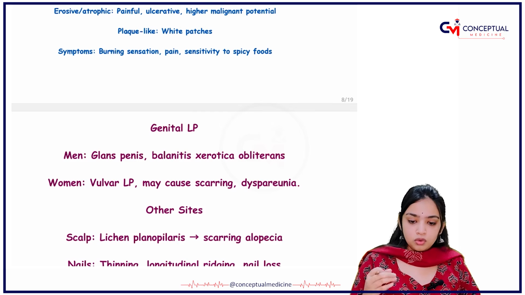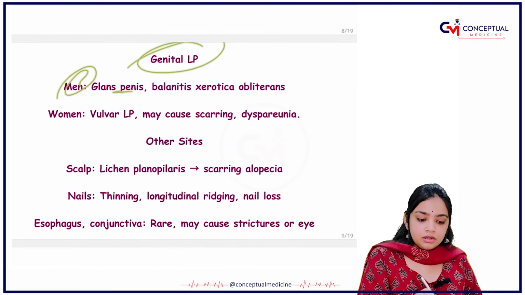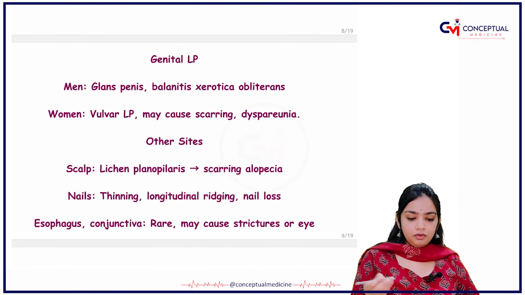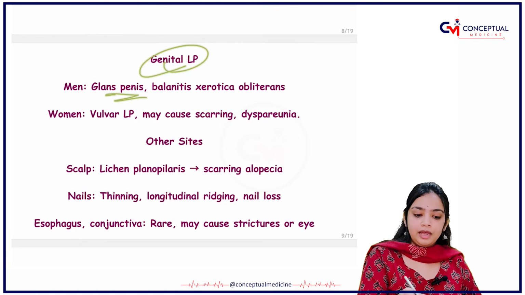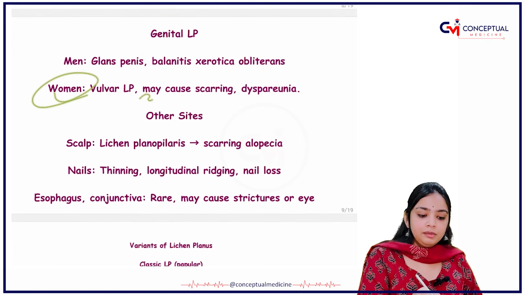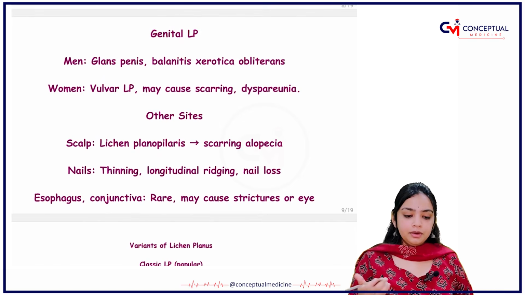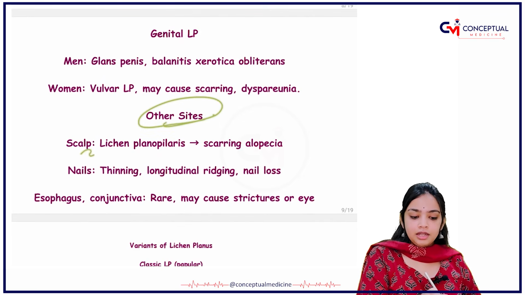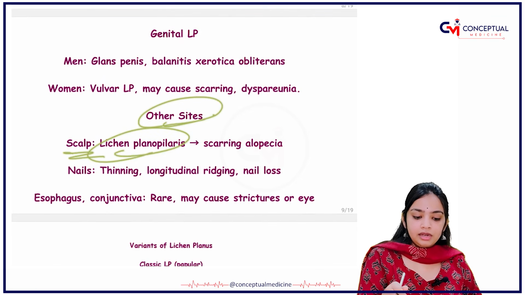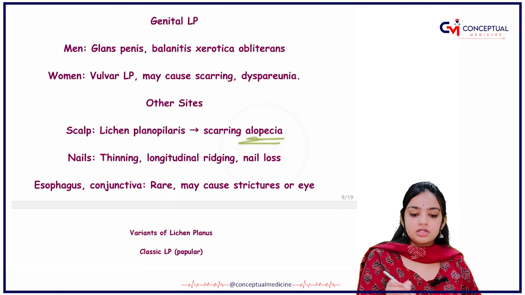Okay, in men, the part that is involved in the lichen planus is the glans penis. In the females, it is the vulvar part. Then the other site is the scalp. It is called lichen planopilaris, that is scarring alopecia.